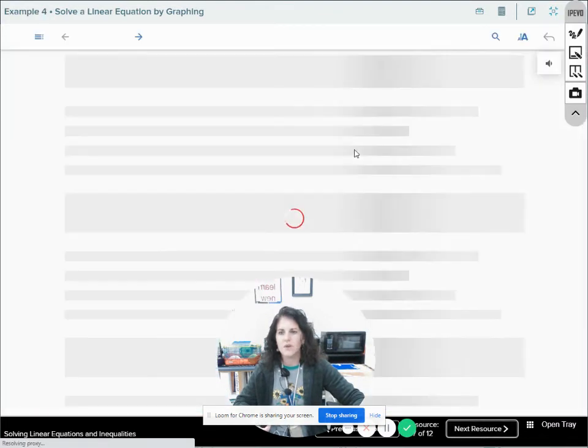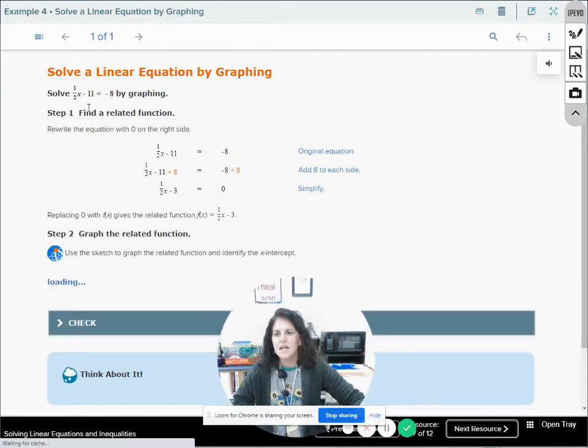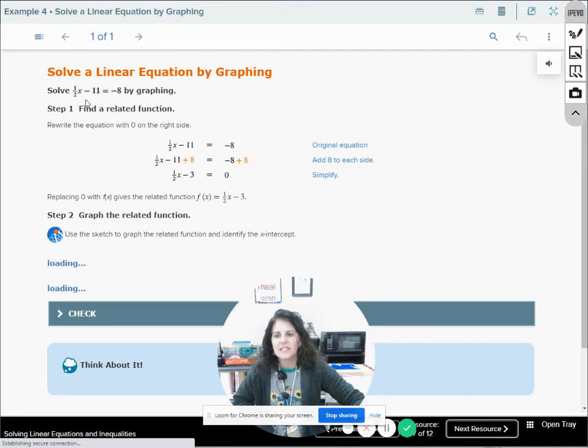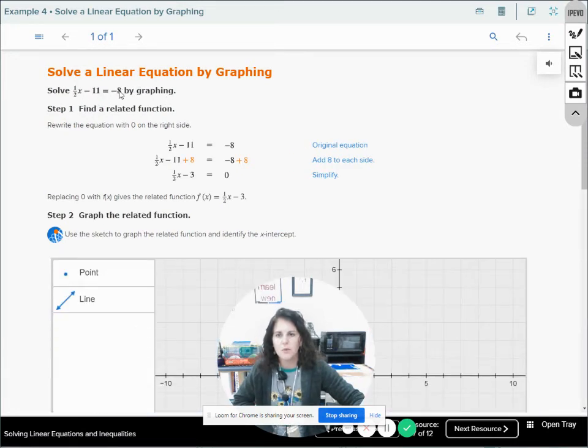Okay, moving right along. Example number 4. Solve 1/2 x minus 11 equals negative 8 by graphing. So remember, we want to get a 0 over here, right? We want this y to be 0. So we move 8 over to the other side. Negative 8 plus 8 gives me 0 on this side. Negative 11 plus 8 gives me a negative 3.